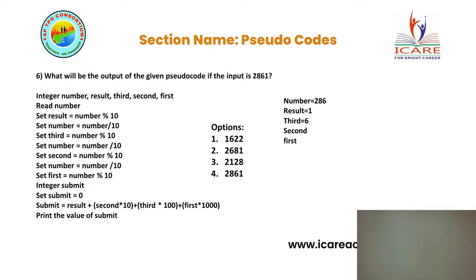Again there is an operation, set number is equal to number by 10. So the number value will be updated: 286 becomes 28. Set second is equal to number modulo 10. So 28 modulo 10, we get 8. Again, set number is equal to number by 10, so it is 2. We have number 2, and set first is equal to number modulo 10. So 2 modulo 10, the value is 2.